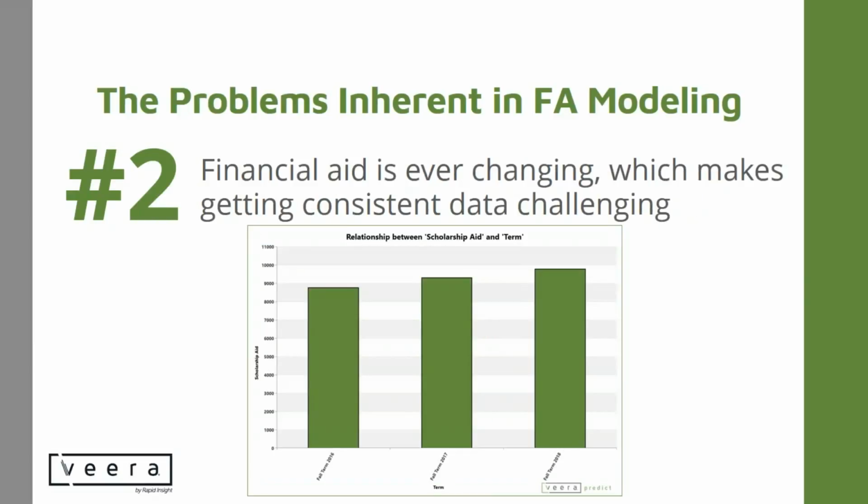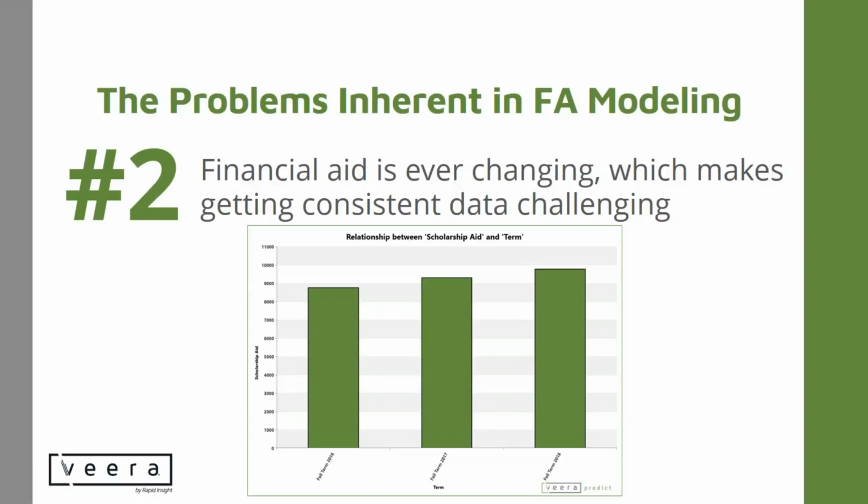Another issue that we face with financial aid modeling is that this is something that is constantly changing. We're seeing discount rates increasing year over year. We're seeing new awards, different awards, tuitions increasing. So it's something to keep in mind when looking at historical data, and another challenge that we have to overcome.